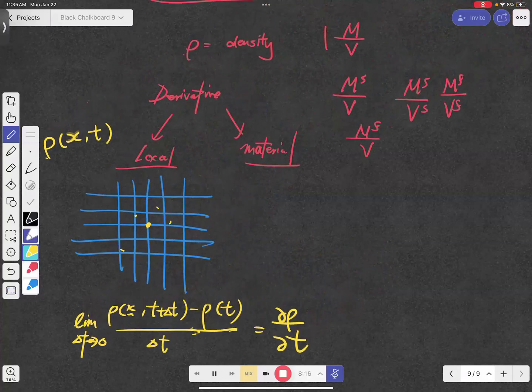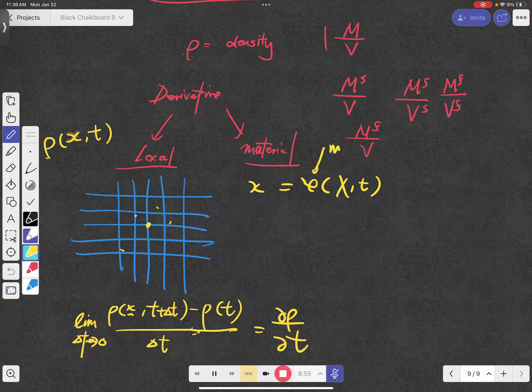Now, another one is the following. This time I'm following the bird. Let's see what the bird experiences. What should I do? I would need to introduce a concept where I'm trying to follow the bird itself. I need to introduce something called a mapping. Imagine that I want to introduce a mapping that, for each given point in the reference configuration, maps it to the new position. This is called a mapping.